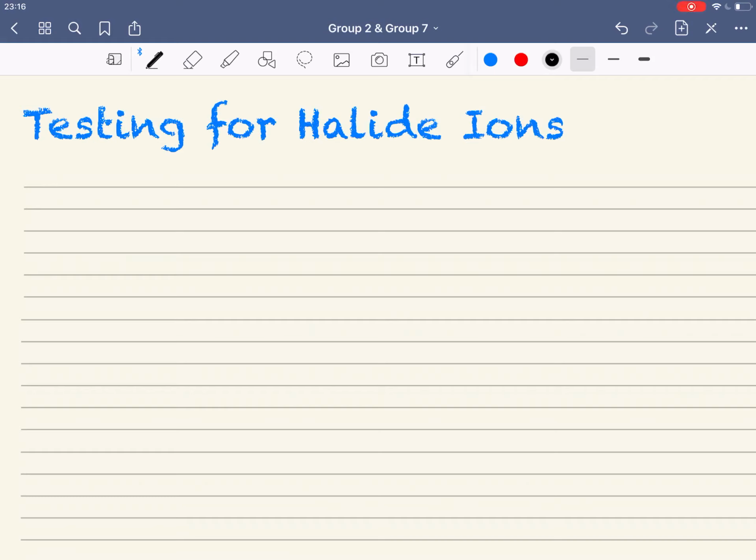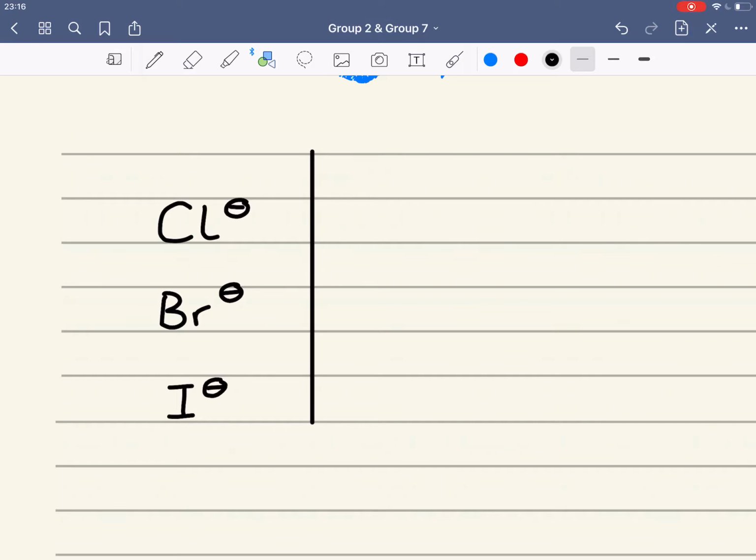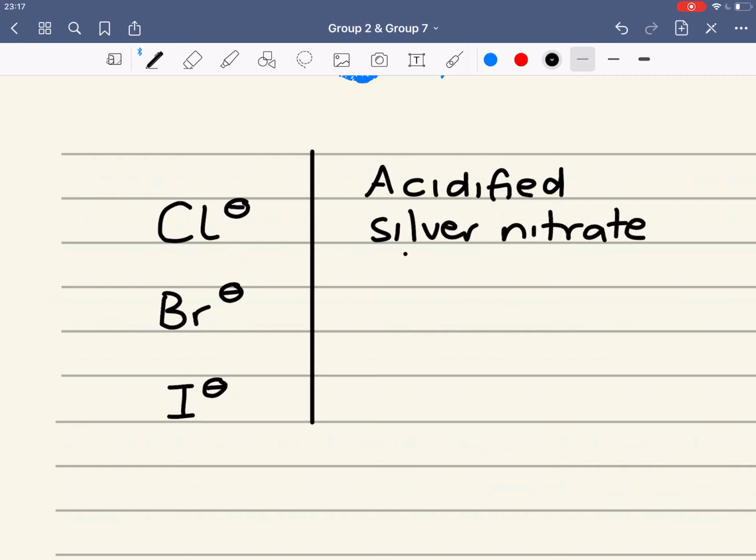Here we're going to look at testing for soluble halide ions. The soluble halide ions we're going to look at are chloride ions, bromide ions, and iodide ions. We can test for the presence of these soluble halide ions by adding acidified silver nitrate. Silver nitrate has the formula AgNO3.